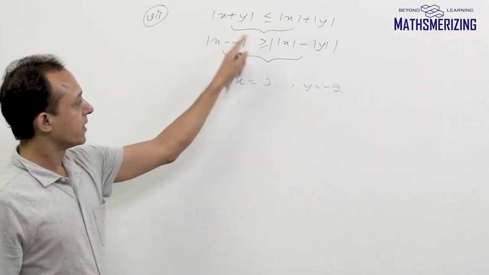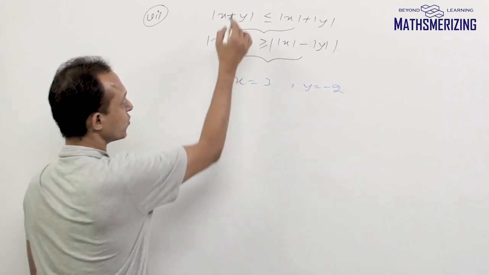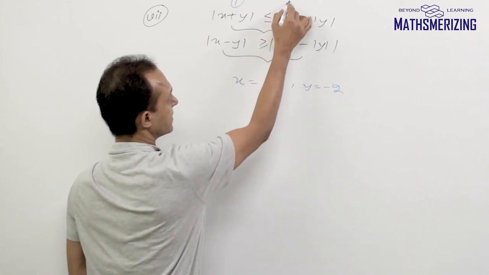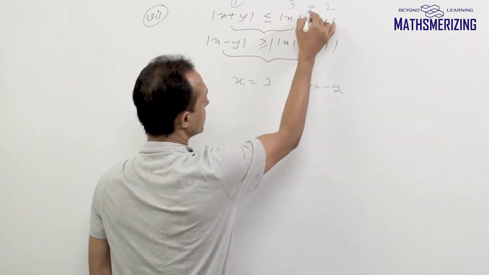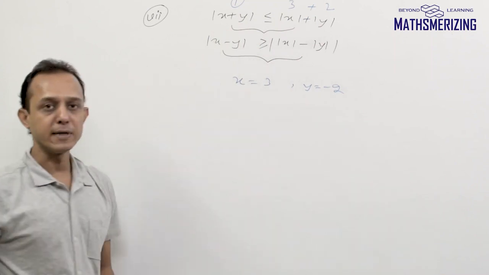Now what is mod x plus y? Mod x plus y is 3 minus 2, which is 1. What is mod x? Mod x is 3. What is mod y? Mod y is 2. So 1 is obviously less than 3 plus 2, which is 5.